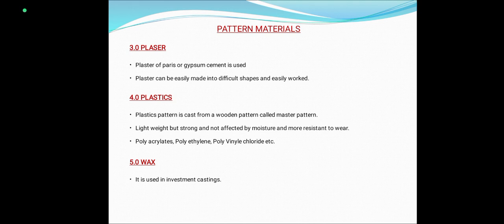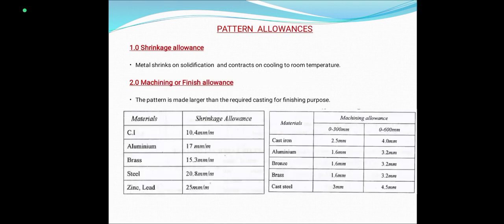Plaster. Plaster of Paris or gypsum cement is used. It can be easily made into difficult shapes and easily worked. Plastics. Plastic pattern is a cast from a wooden pattern called the master pattern. Lightweight but strong and not affected by moisture. More resistance to wear. Polyacrylates, polyethylene, polyvinyl chlorides are used. Wax. It is used in investment castings.